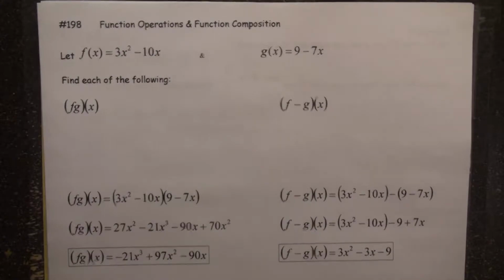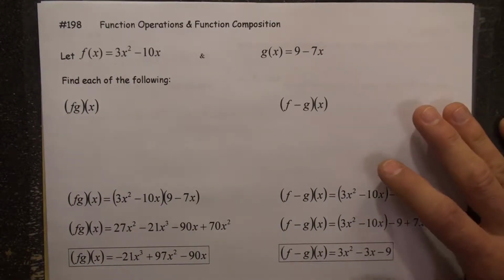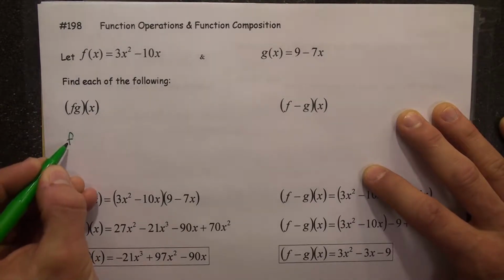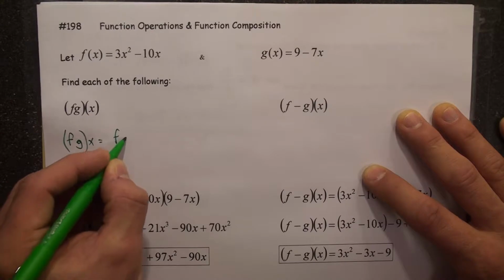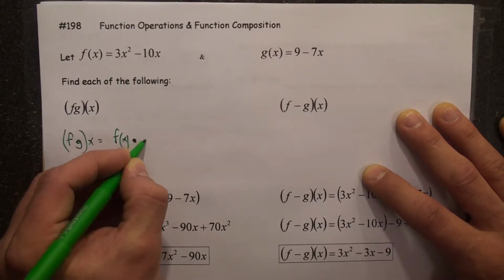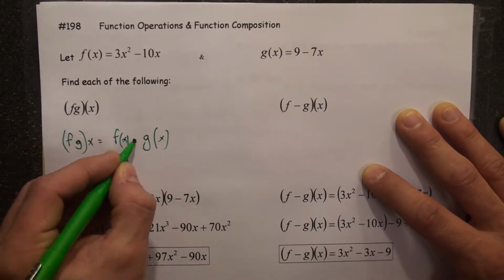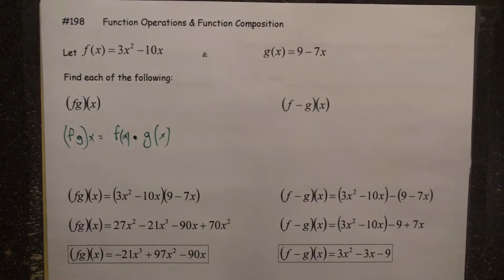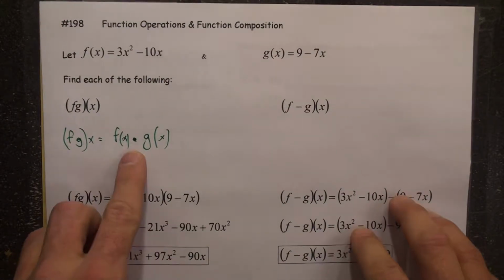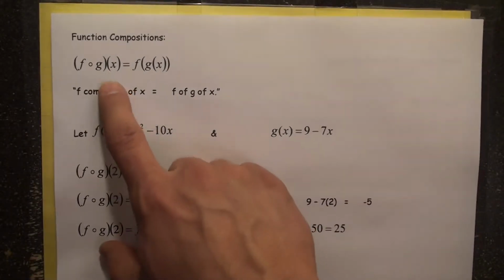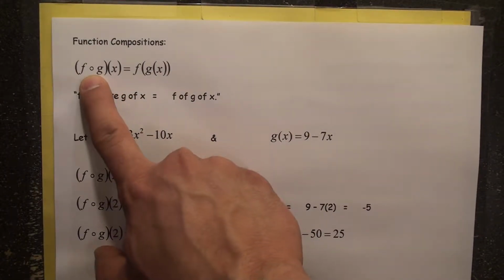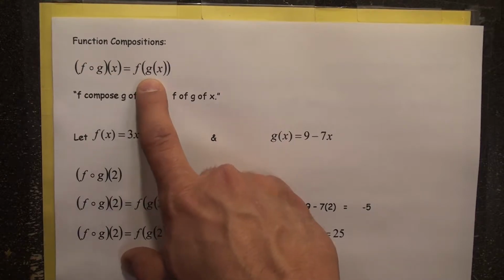Now I didn't type this in here, but let's go ahead and write it down so we've got it. We could say that f g of x equals f of x times g of x. It means times, not composition. That's something different that we're going to be doing later on in the show. This is the definition of composition. This is f composed g of x, which would mean f of g of x. We'll get to that later.